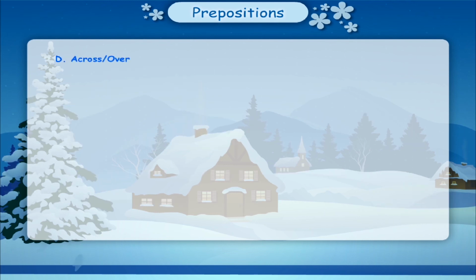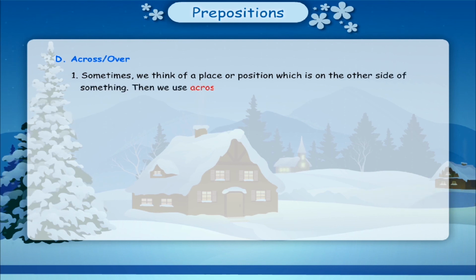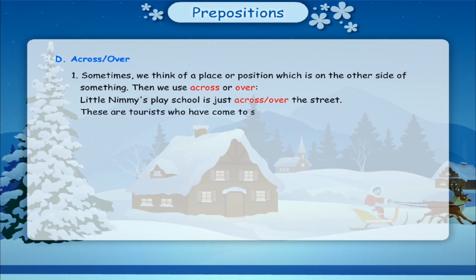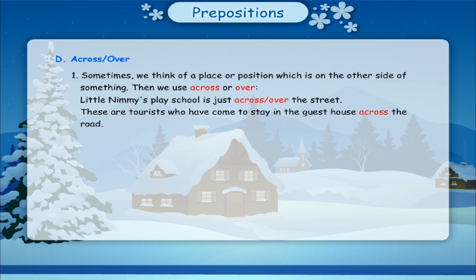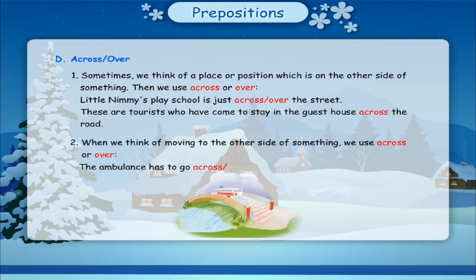Across or over. Sometimes we think of a place or position which is on the other side of something. Then we use across or over. Little Nimi's play school is just across or over the street. These are tourists who have come to stay in the guest house across the road. When we think of moving to the other side of something, we use across or over. The ambulance has to go across or over the bridge to reach the hospital.